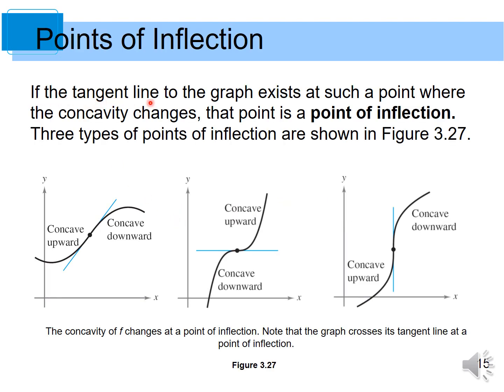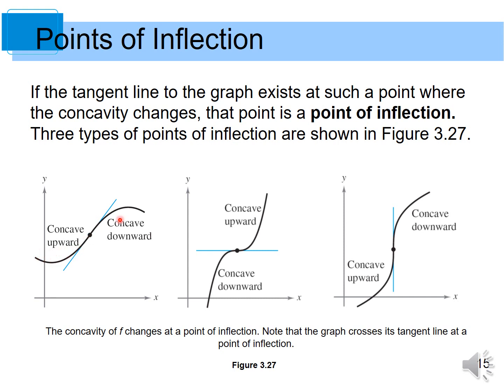If the tangent line to the graph exists at such a point where the concavity changes, that point is a point of inflection. Three types of points of inflection are shown here.